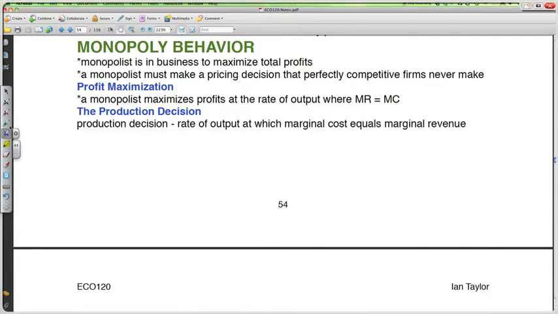A monopolist is just like any other business in the sense that it wants to maximize its total profit. So whenever the monopolist wants to maximize its profit, it just goes to the point where marginal revenue equals marginal cost. And this is where it finds the production decision, at this magical rule.